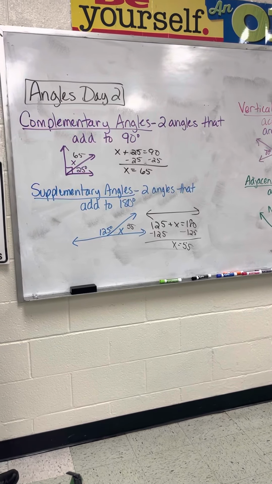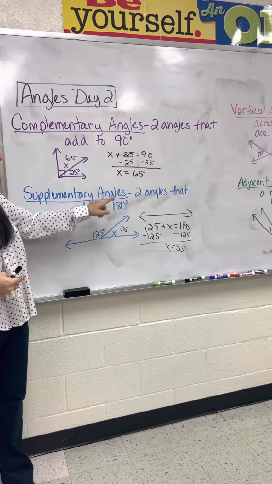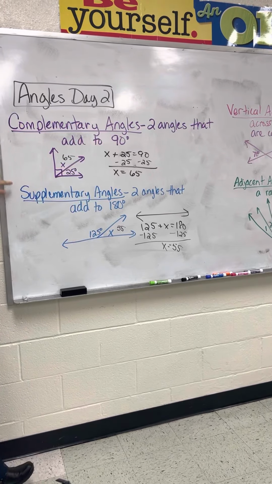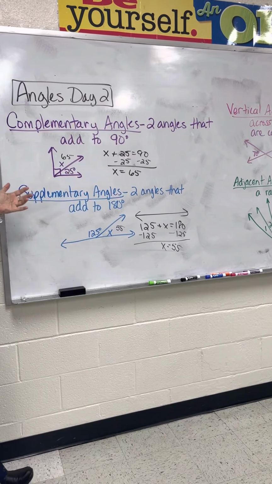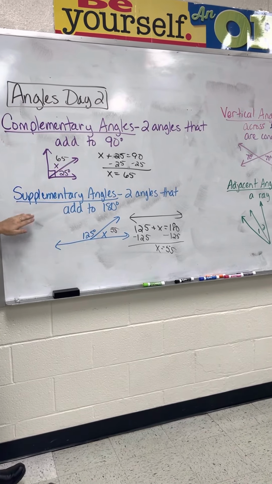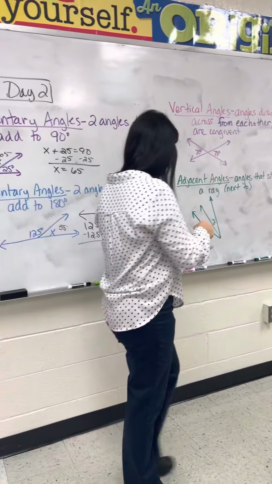You do have to memorize these so you don't get them confused. The way I remember it, 90 comes before 180, C comes before S. Whatever way you want to remember it, you do have to remember that complementary adds to 90 and supplementary adds to 180. Okay, 2 more new terms.